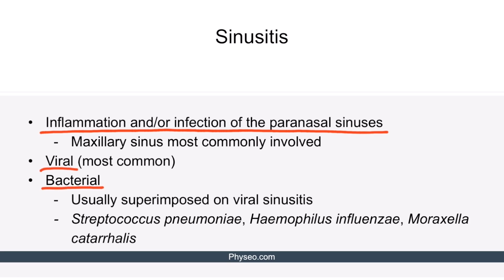Bacterial sinusitis usually occurs as a superimposed infection on viral sinusitis. The most common bacterial pathogens are Streptococcus pneumoniae, Haemophilus influenzae, and Moraxella catarrhalis.